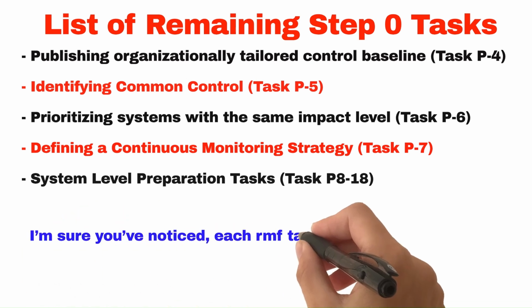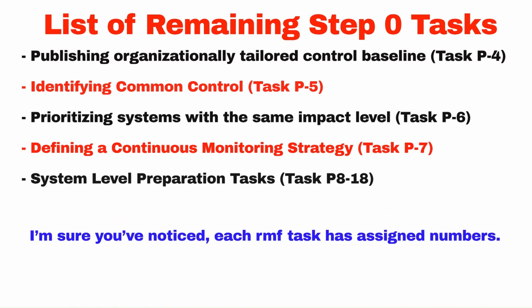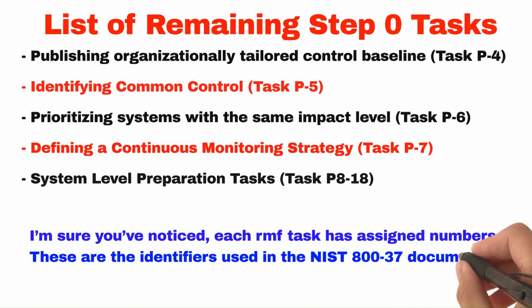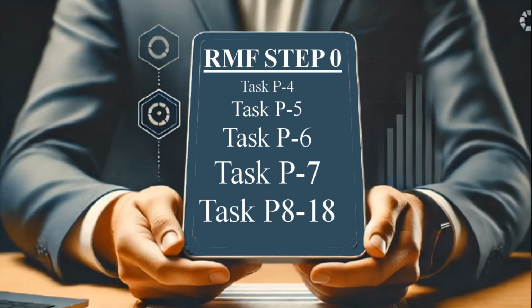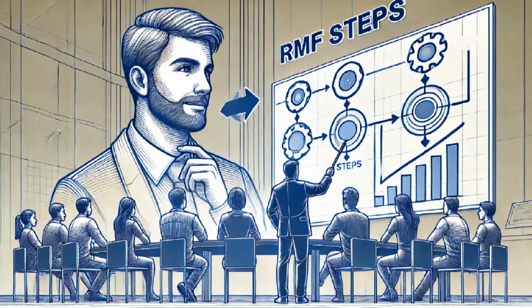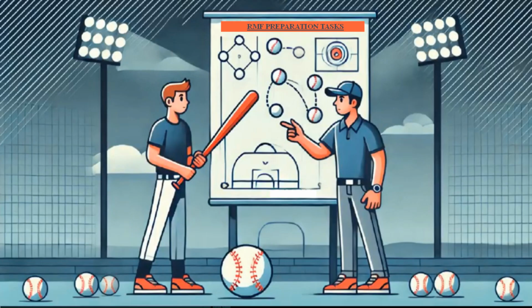I'm sure you've noticed each of these RMF tasks have assigned numbers. These are just identifiers used in the NIST 837 document. You don't need to memorize them. I intend on breaking down each of these tasks to you, but I'm not going to do that in this video. I decided it's best to describe them after you've had a good understanding of some of the other RMF steps. Why? Well, imagine me teaching you how to prepare for a baseball game before you knew anything about baseball. That's the same case here.